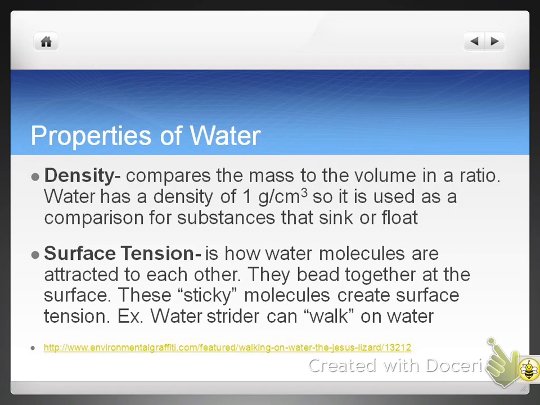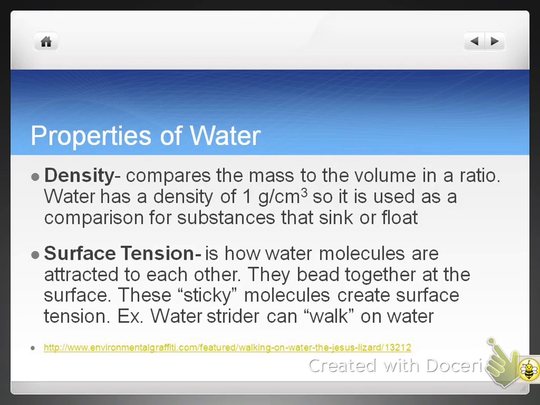The next property is density, which this should be a review. Remember, density is just a ratio that compares the mass to the volume. Water has a density of 1.00 grams per cubic centimeters, so that is why it's a comparison for many things that will sink and float. Surface tension is how water molecules are attracted to each other.